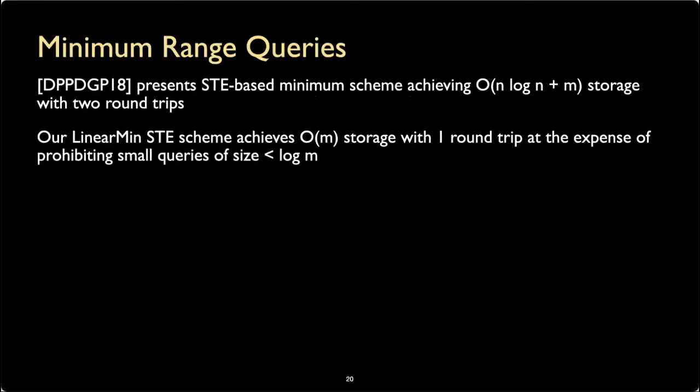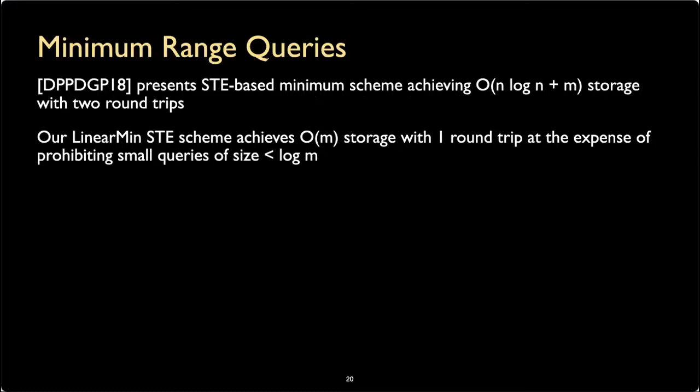In Demertzis et al.'s 2018 paper, they present two minimum schemes, their best one being a structured encryption-based scheme achieving O(n log n + m) storage, where n is the number of records and m is the domain size, with 2 round trips back and forth to the structure. In this paper, we present a new scheme called linear min, which achieves storage linear in the domain size with 1 round trip at the expense of prohibiting certain small queries of size less than log m.